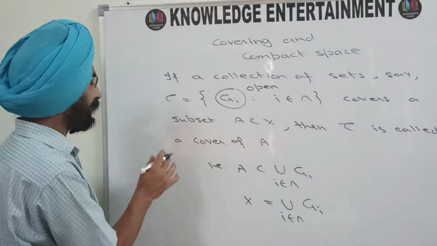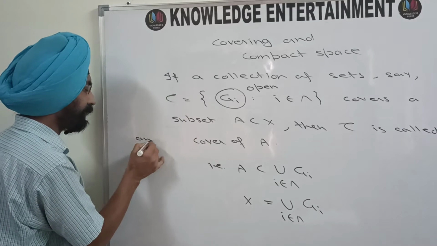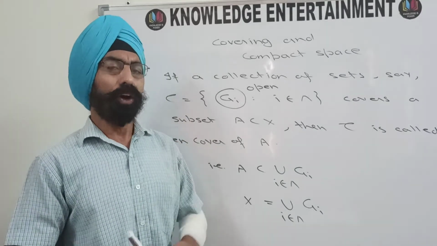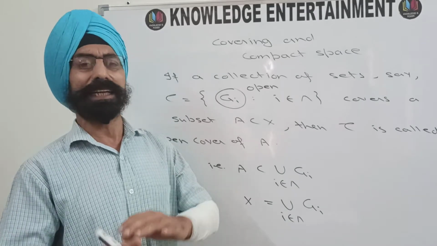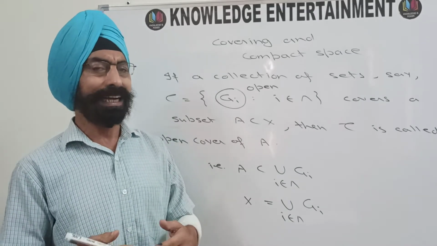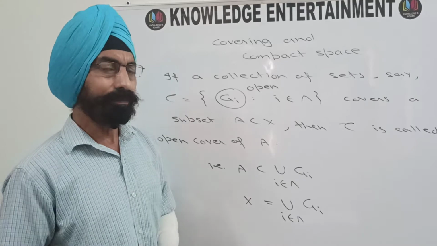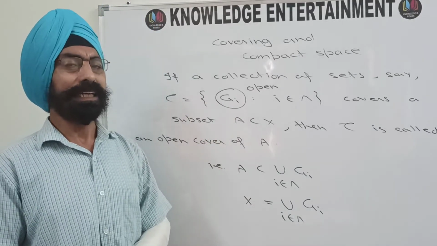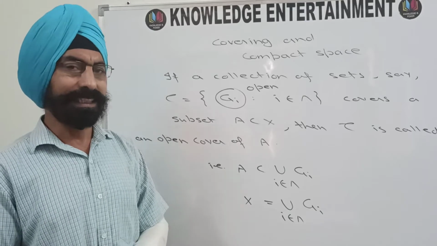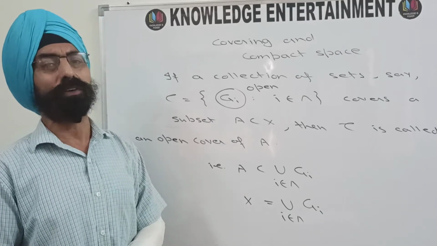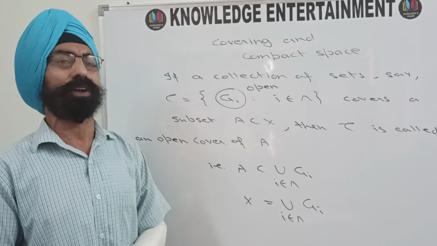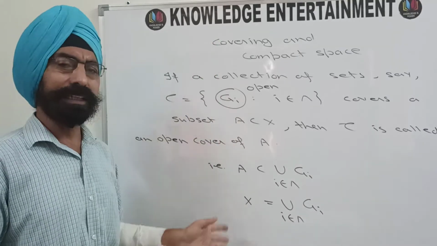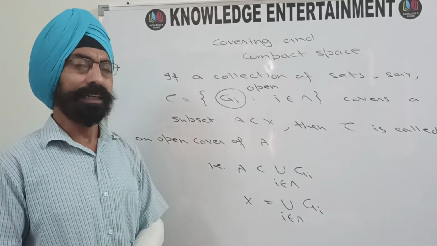Further, if each set in the collection C, if each Gi is open, then it is called an open cover of A. Or in fact, if it is covering X, then it will be called an open cover of X. Furthermore, if the number of members of C is finite, then C is called a finite cover of A or a finite cover of X. This is the definition of covering.